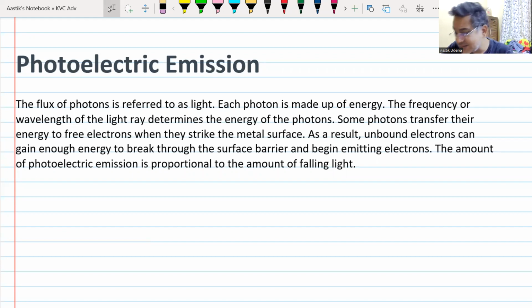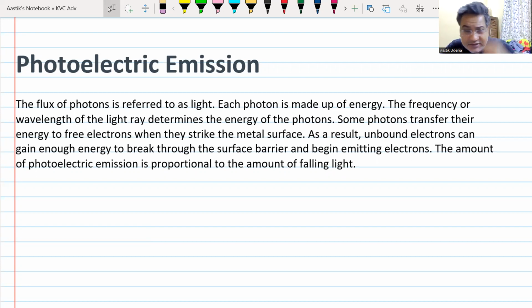What could be the next way in which you can emit electrons from a metal surface? Light. Light has got energy. Light has got photons. These photons have energy.